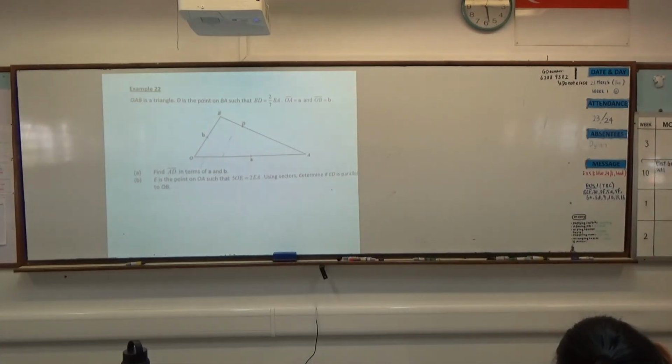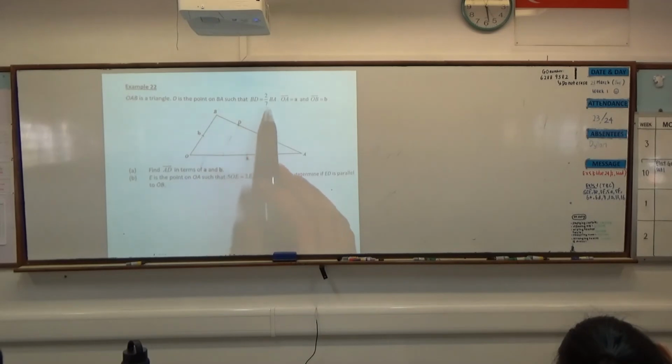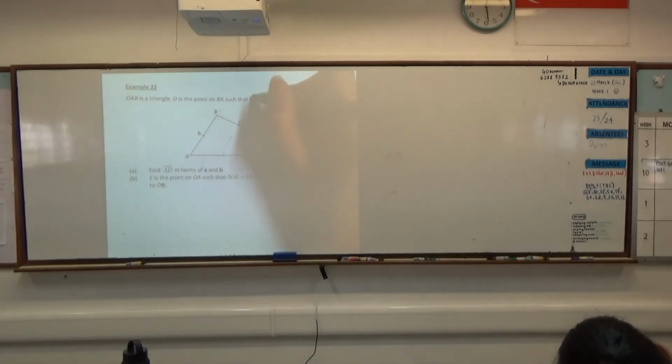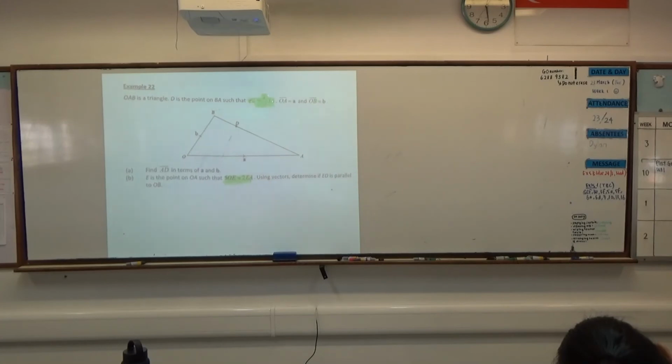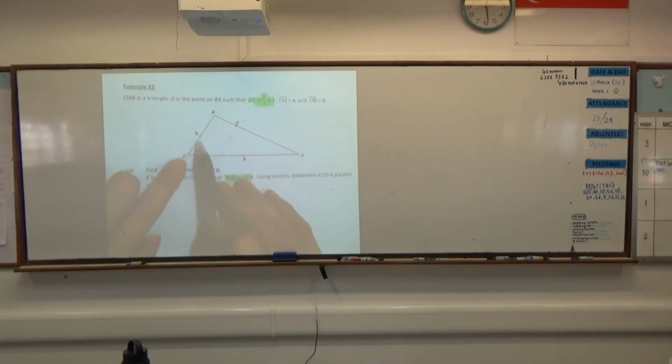In example 22, we have OAB being a triangle, D is a point on BA, such that BD is equal to 2 over 7 BA. So very often you will be seeing a lot of expressions like this or even like this, and we need to understand it carefully. But before we jump into that, OA is given to be a vector A, and then OB is given as a vector B.